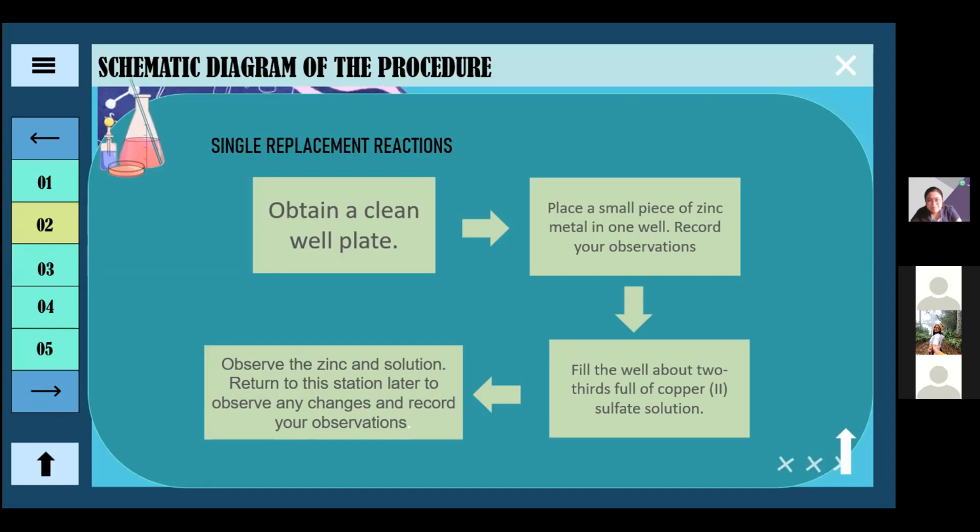So using the diagram, here is the procedure for the single replacement reaction. So first, obtain a clean well plate. Second, place a small piece of zinc metal in one well. Record your observations. Third, fill the well about 2/3 full of copper 2 sulfate solution. And lastly, observe the zinc and solution. Return to the station later to observe any changes and record your observations.